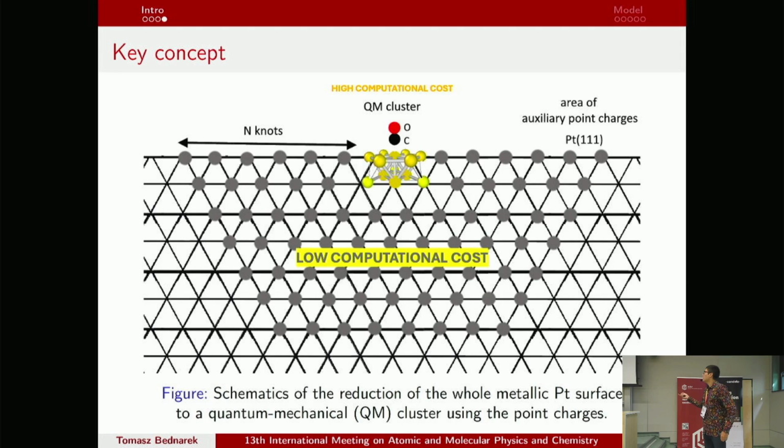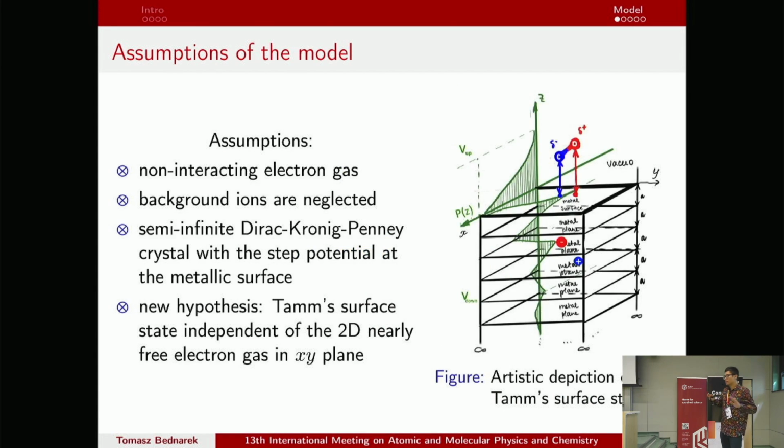And then if we can in some way obtain those point charges at a low computational cost, then we could run the quantum chemical calculations on the CO attaching itself to the platinum cluster, thus increasing the accuracy of this calculation. But if we want to get those point charges, we need to have some sensible model. And what assumptions do we need so that this model might be simplified?